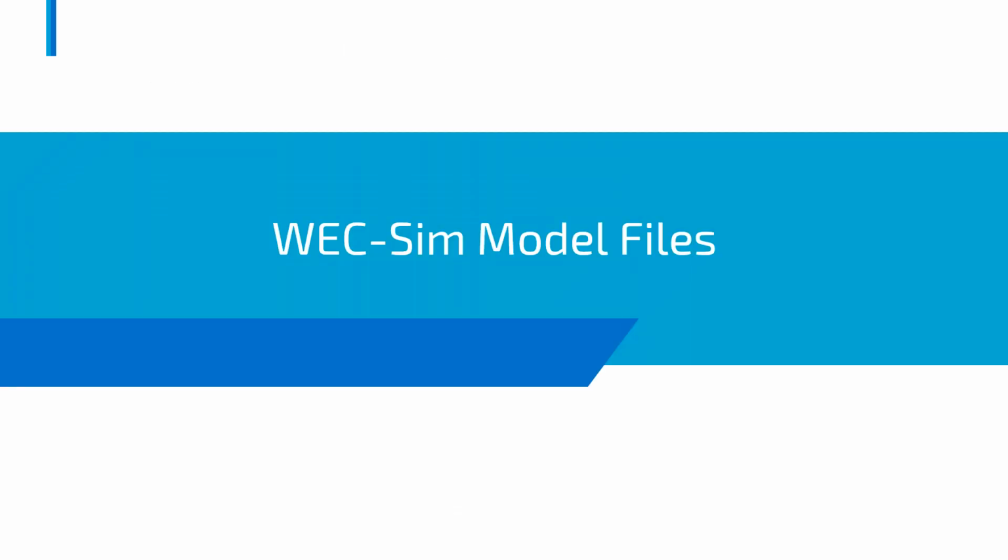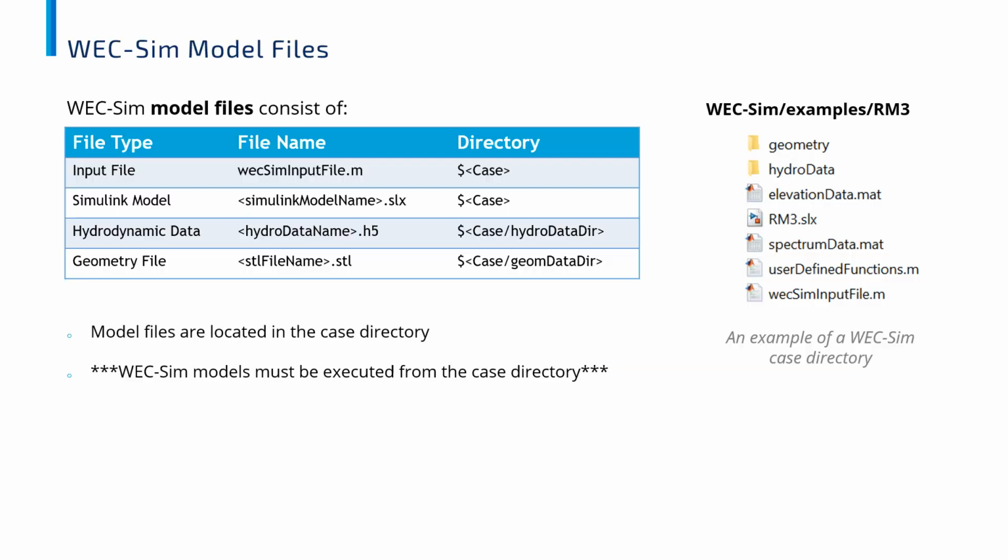Now that we've covered the WEC-Sim object files and described how they relate to the model files that you will create for your WEC-Sim model, we'll go into more detail on the model files themselves. As mentioned on a previous slide, the model files are housed in your case directory and comprise the WEC-Sim input file, the Simulink model, and some subdirectories containing the hydrodynamic data and geometric data of your model. If you're going to execute WEC-Sim, you should be in the case directory you wish to run.